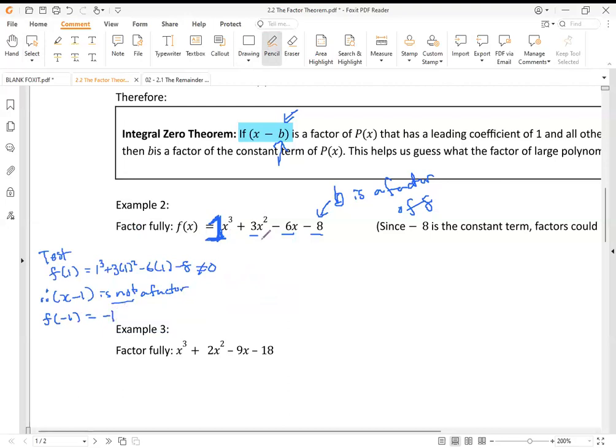Negative 1 times negative 1 times negative 1 is negative 1. Negative 1 times negative 1 times 3, negative 1 times negative 6, and negative 8. Positive 9, negative 9. It equals 0. Therefore, x plus 1 is a factor.